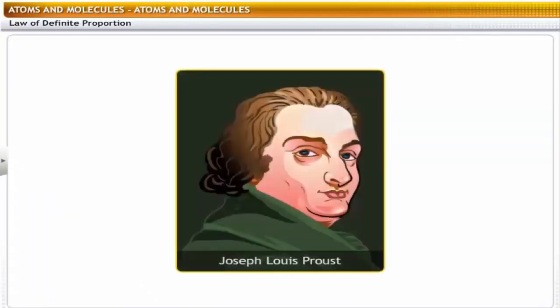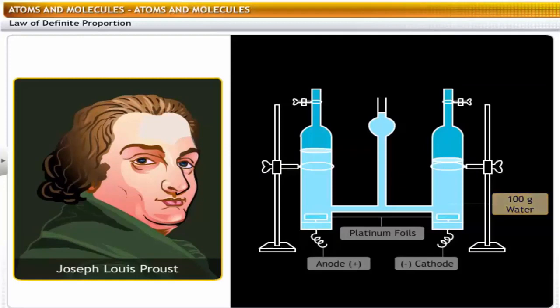This led scientists to ponder over the combination of substances, and they conducted various experiments. All these observations were accepted, and the law of definite proportion was proposed by Proust. Proust, a French chemist, concluded that when 100 grams of water was decomposed, 11 grams of hydrogen and 89 grams of oxygen was obtained. He later purified and analyzed numerous compounds and concluded that every pure substance contains the same elements combined in the same proportions by weight.